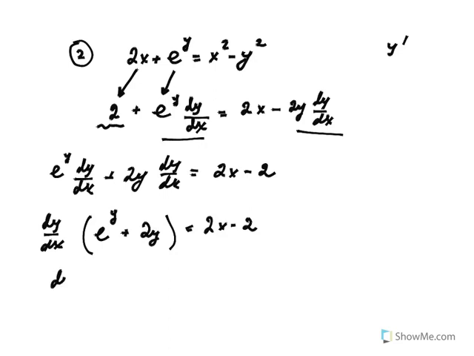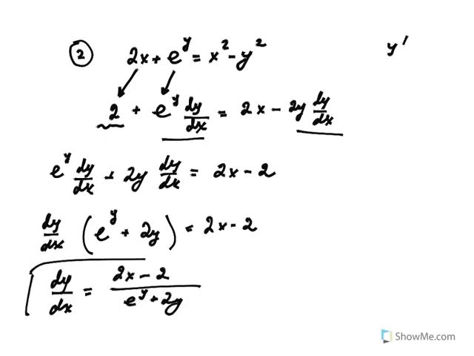And the rest of it is easy. You just divide both sides by e to the power of y plus 2y. And now you're done.